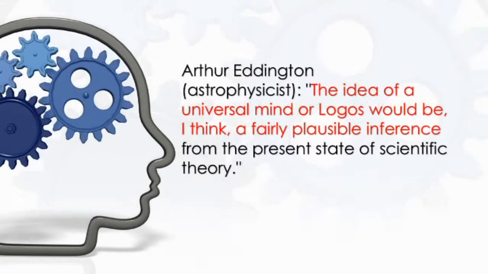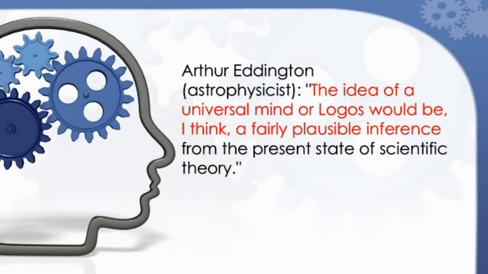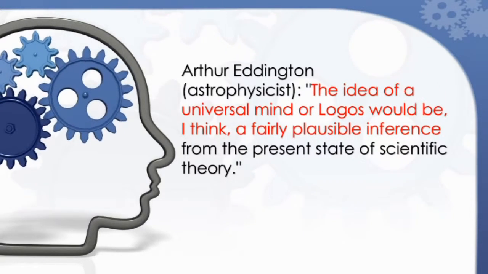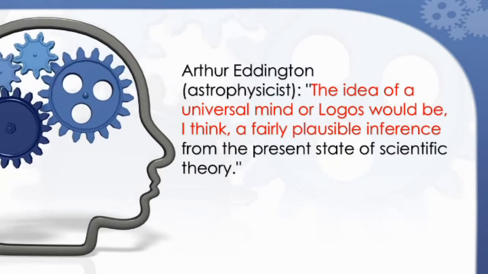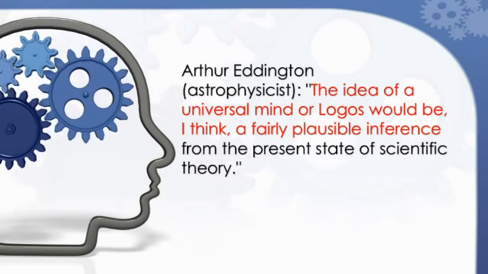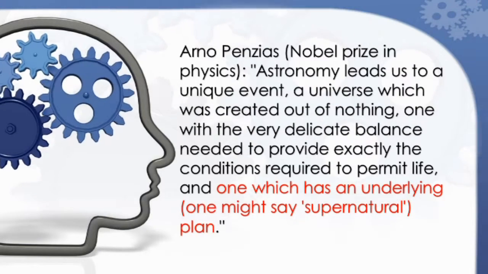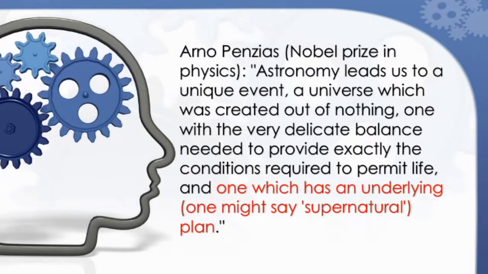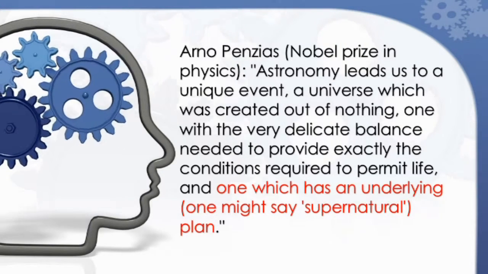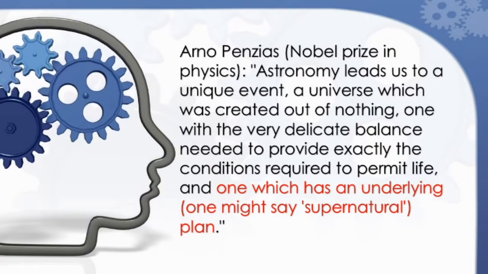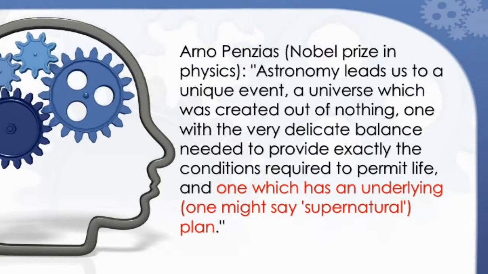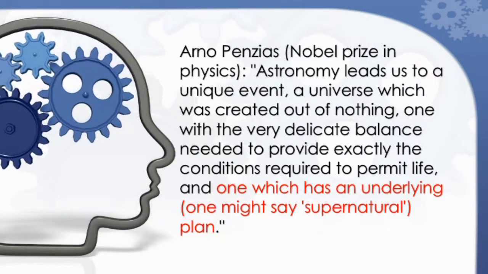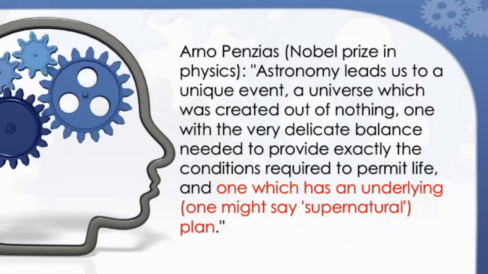Arthur Eddington, an astrophysicist, said, "The idea of a universal mind or logos would be, I think, a fairly plausible inference from the present state of scientific theory." Arno Penzias, a winner of the Nobel Prize in Physics, said, "Astronomy leads us to a unique event, a universe which was created out of nothing, one with the very delicate balance needed to provide exactly the conditions required to permit life, and one which has an underlying, one might say, supernatural plan."